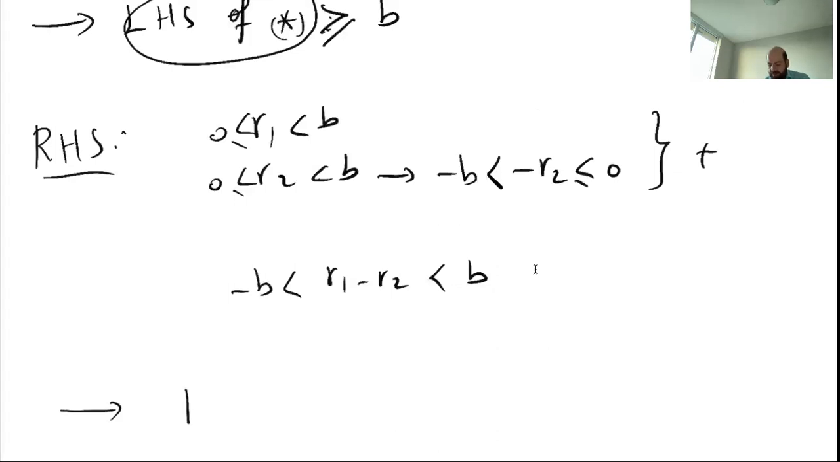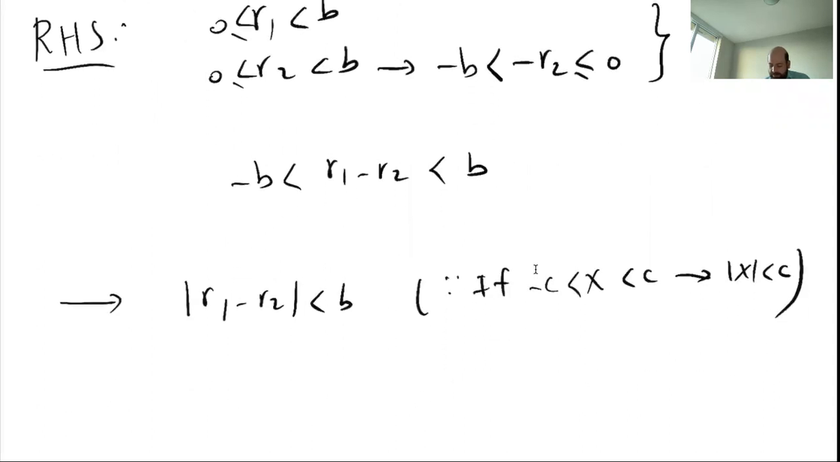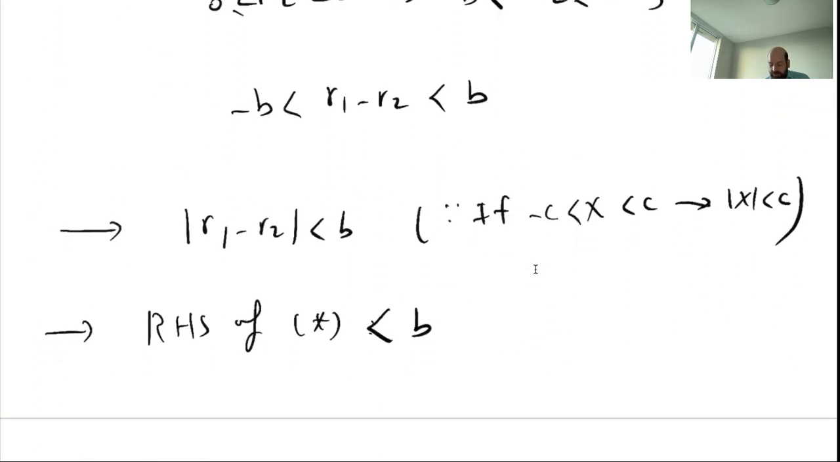So that means the absolute value of R1 minus R2 is less than B, because if X is between minus C and C, then the absolute value of X is less than C, from pre-calculus. So that means the right-hand side of star is less than B. The left-hand side was bigger than or equal to B, and the right-hand side will be less than B.